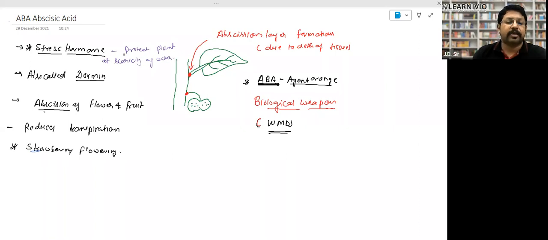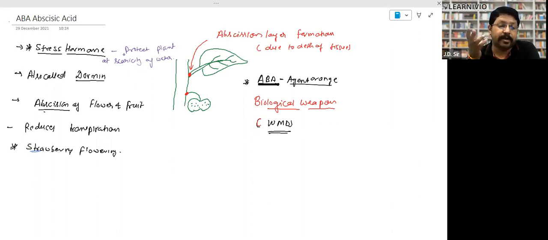What happens? Suppose there is a scarcity of water. The plant is about to die. So what will happen? The formation of abscisic acid will take place. What will abscisic acid do? Abscisic acid will close down the stomata and decrease the rate of transpiration, so that the plant could survive for a longer time. That's why it is called the stress hormone.